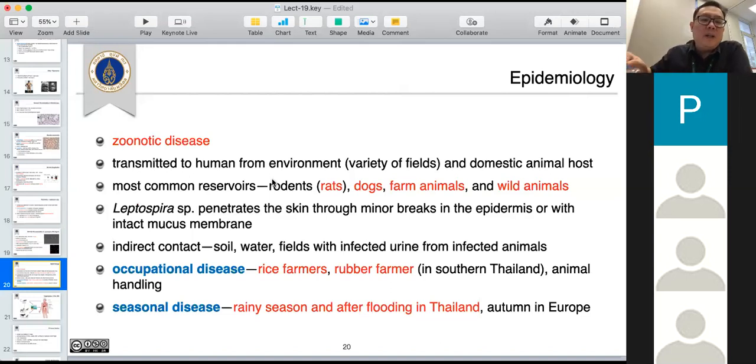Epidemiology: these bacteria cause zoonotic disease, because humans get infected from animals. There are no reports that humans get infected from another human. For example, a Leptospira patient can pass bacteria. Well, the bacteria are shed in urine, and humans use the bathroom, right? So spreading from human to another human is impossible.